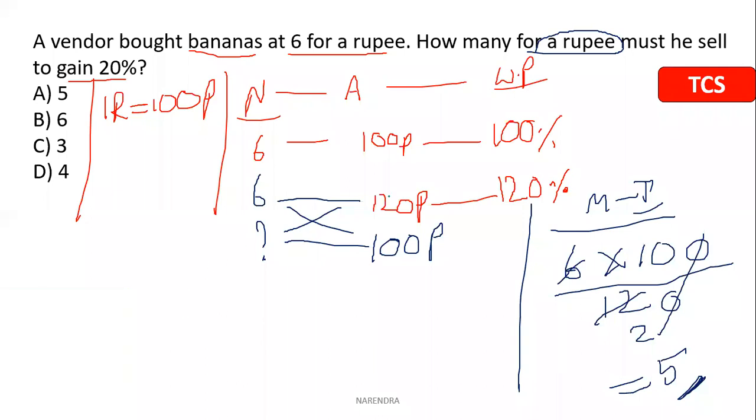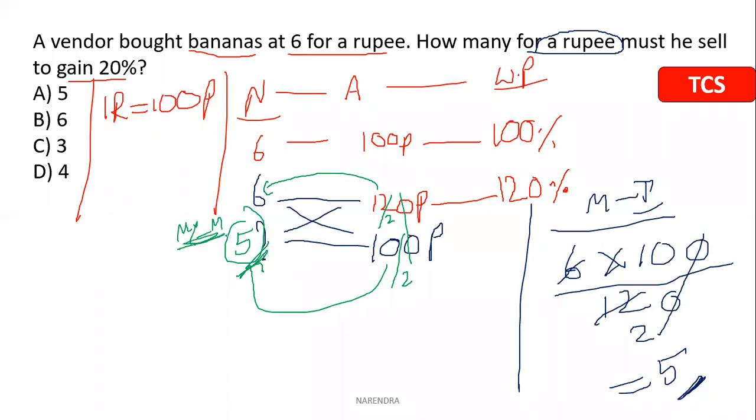Now listen to my method. The zeros get cancelled. How did you get 6 from 12? 12 by 2, half of 12. Same with 10 by 2, half of 10, that is equal to 5. Then this is your answer. Now do you understand my method? Very, very easy way to solve the question.